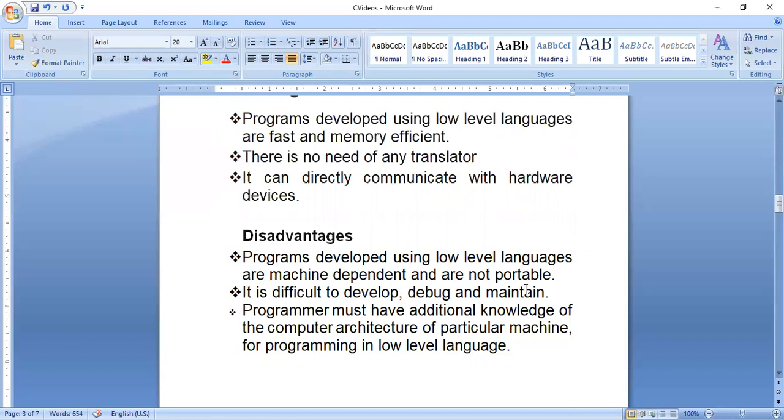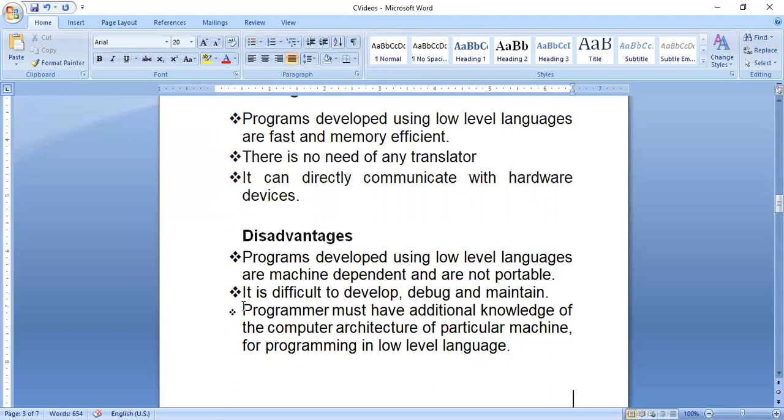Third one, programs must have additional knowledge of the computer architecture of the particular machine for programming in low-level language. This third point is very important. These are the disadvantages.